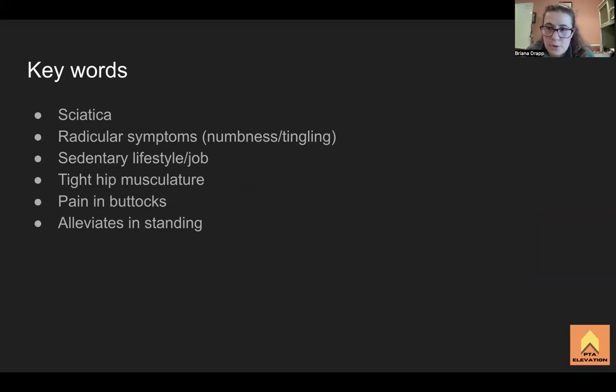So numbness, tingling, burning, all of those are going to be signs of neurological involvement. Sedentary lifestyle or job, which 1, increases chances of obesity, and 2, increases the chance that they're sitting all the time, which we know is going to be the number 1 reason why a patient ends up getting piriformis syndrome, just from that pressure on their muscles. Tight hip musculature, so decreased flexibility of the piriformis muscle, literal pain in the butt, so pain in the buttocks area. And then the pain should alleviate as they go into a standing position.